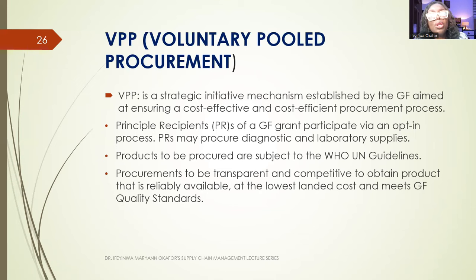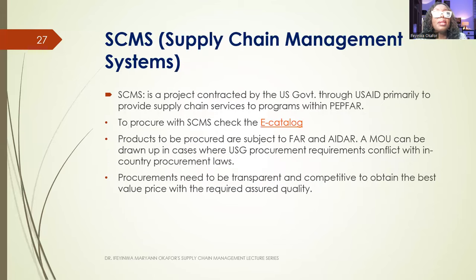Procurements are to be transparent and competitive to obtain products that are reliable, available at the lowest landed cost, and meet Global Fund quality standards. This voluntary pooled procurement option is a strategic initiative mechanism by the Global Fund that is aimed at ensuring a cost-effective and cost-efficient procurement process.